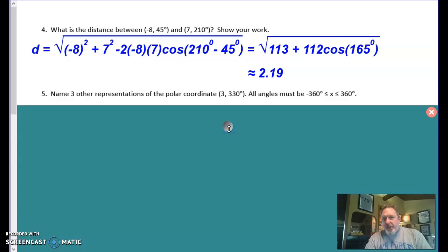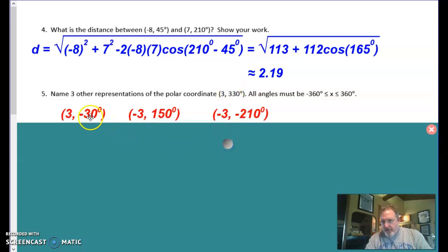Number 5, 3 other coordinates that represent this one. The first thing we can do is we can add or subtract 360. Now you notice here they want theta to be between negative 360 and 360, so we will subtract 360 from this and get negative 30. So that's my first point right there, 3, negative 30.